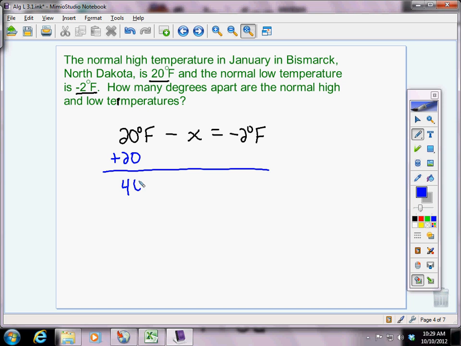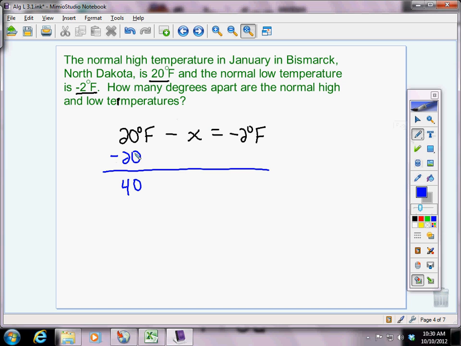20 plus 20 is 40. Is that what we want? No. We want to get rid of this 20. So again, even though this is subtraction, we have to be careful of how we do it. How can we get rid of a 20? How can we get rid of positive 20?